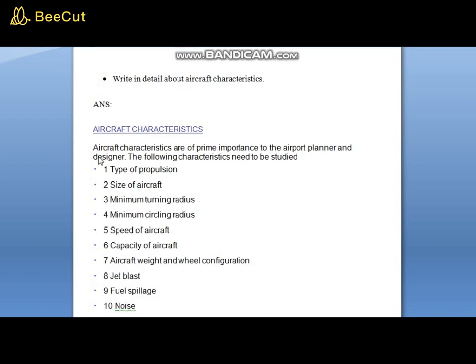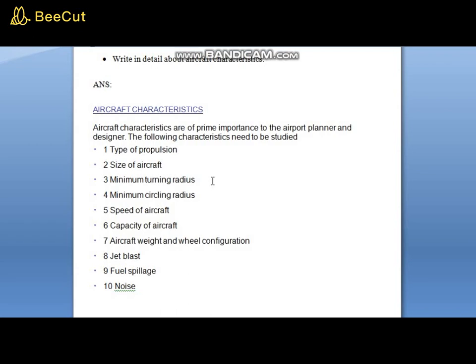The next question is: write in detail about aircraft characteristics. Aircraft characteristics are of prime importance to the airport planner and designer. The following characteristics need to be studied.